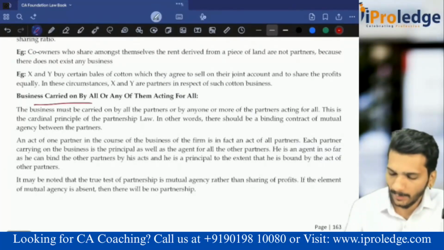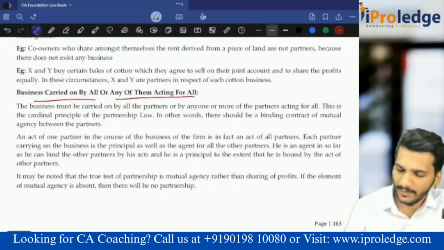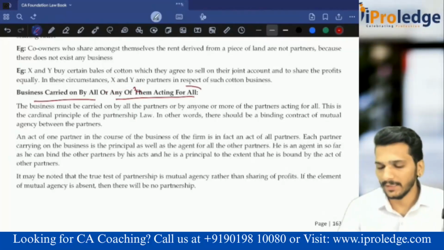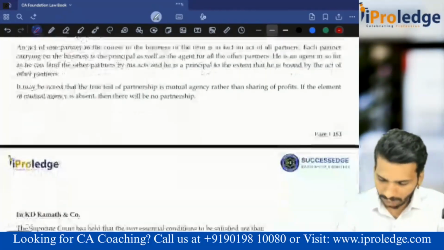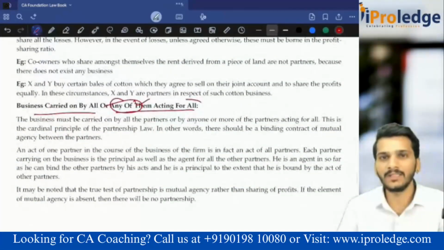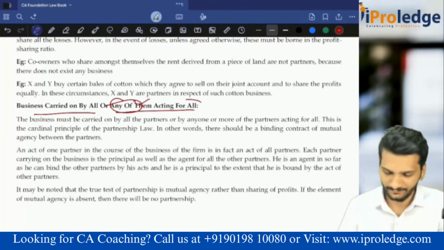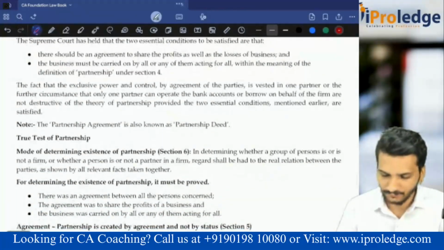Then the business must be carried on by all or any one of them acting for all. If the business is carried on by any one of them acting for all, can I say any activity done by this one person will be binding on the other persons also? But if he does something which is not within his authority, then it is in his own capacity. We call it fraud or misfeasance, those things.